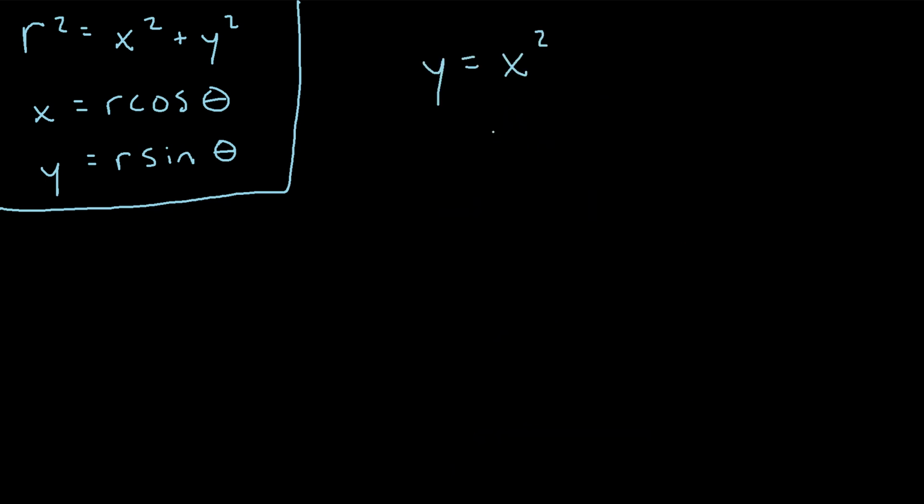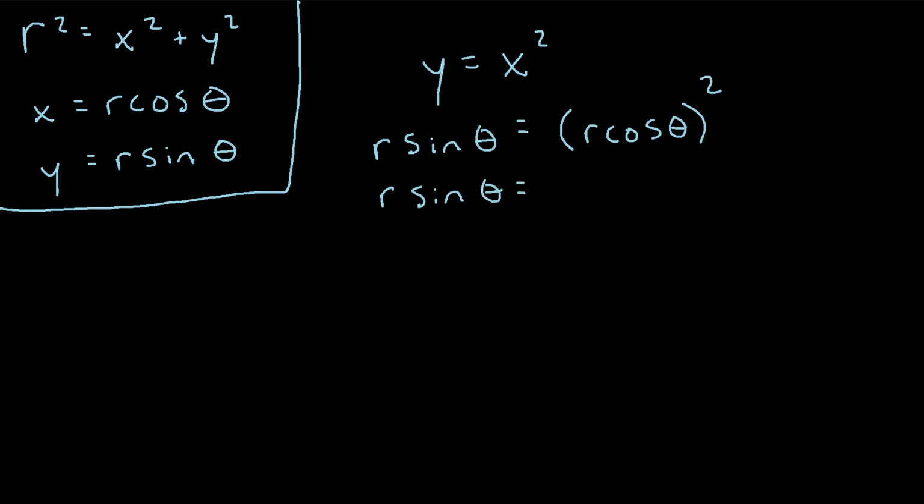All right, let's try one more example. Let's say we're given the equation y is equal to x squared. How can we write this in polar form? Well, we'll start by replacing the x and the y with these equations. So instead of y, we'll write r times the sine of theta is equal to, and instead of x, we'll write r times the cosine of theta. And remember, this x is squared. So we can write r times the sine of theta is equal to, this expression squared would be r squared times the cosine squared of theta.